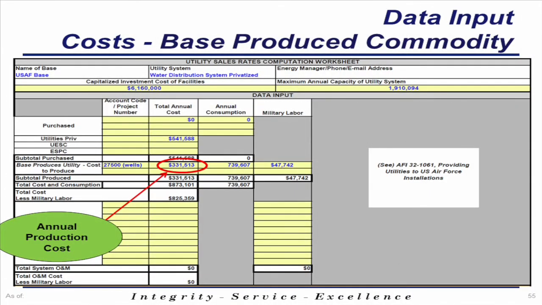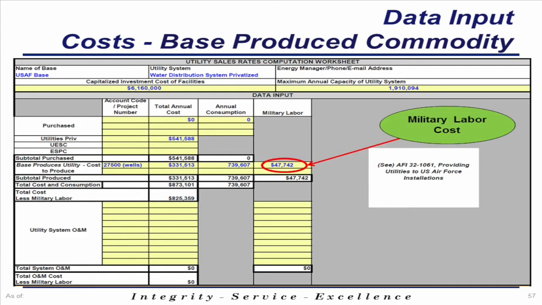Over to Jim. On this slide, we're showing the input to the 3556. The example is a base produced water commodity that has a distribution system that's been privatized. You'll see here that there's some military labor that's used to produce the commodity. And we're going to explain in the next couple of slides why military labor has to be tracked and entered separately.